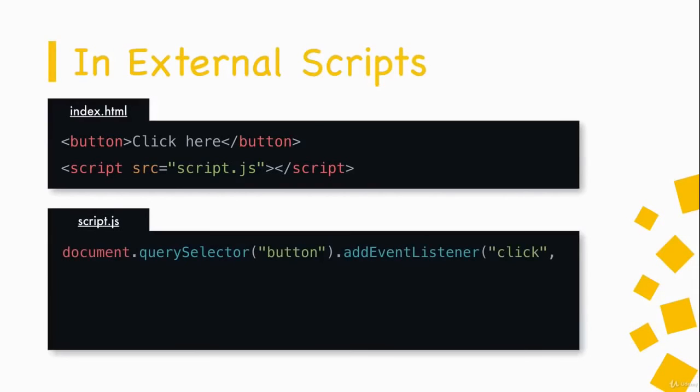In this case, we actually put the exact same code that we saw in the previous slide. document.querySelector button addEventListener click, and then a function which basically alerts "this is a JavaScript alert" to the user's browser. And then we end the function and wrap up the JavaScript code. Now do note that inside the script.js file, we don't need the script tag. We just put the JavaScript code and that's enough.